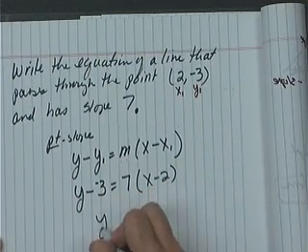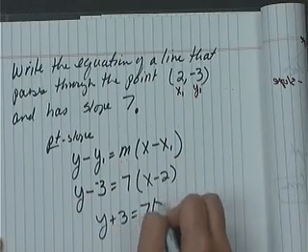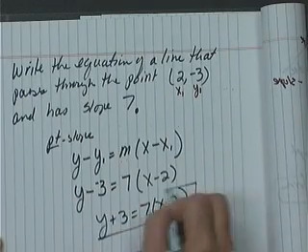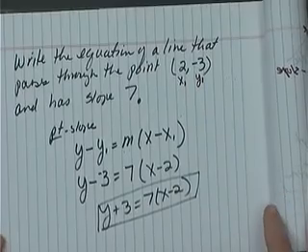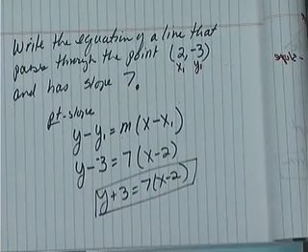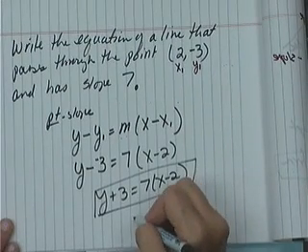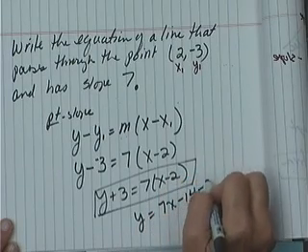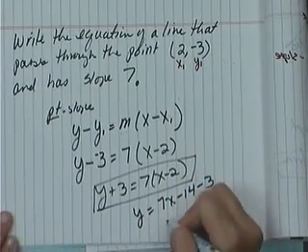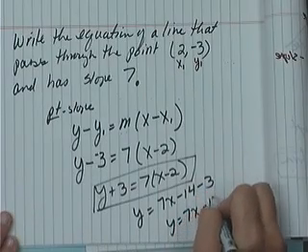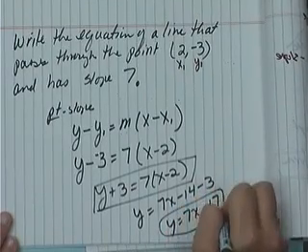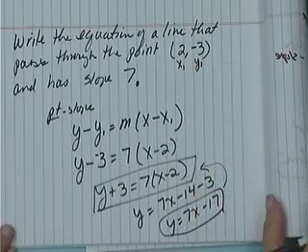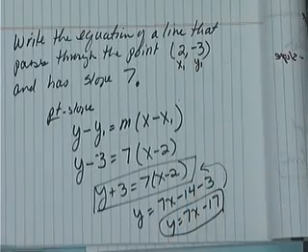X minus 2, so you have y plus 3 equals 7 times x minus 2. That's a perfectly good equation for that line. If you want to go to slope-intercept form, that just means get y on the side by itself, correct? So we get y equals, what, 7x minus 14 minus 3? Y equals 7x minus 17. Okay, so same line. We're good. Everybody good? Equations of lines?